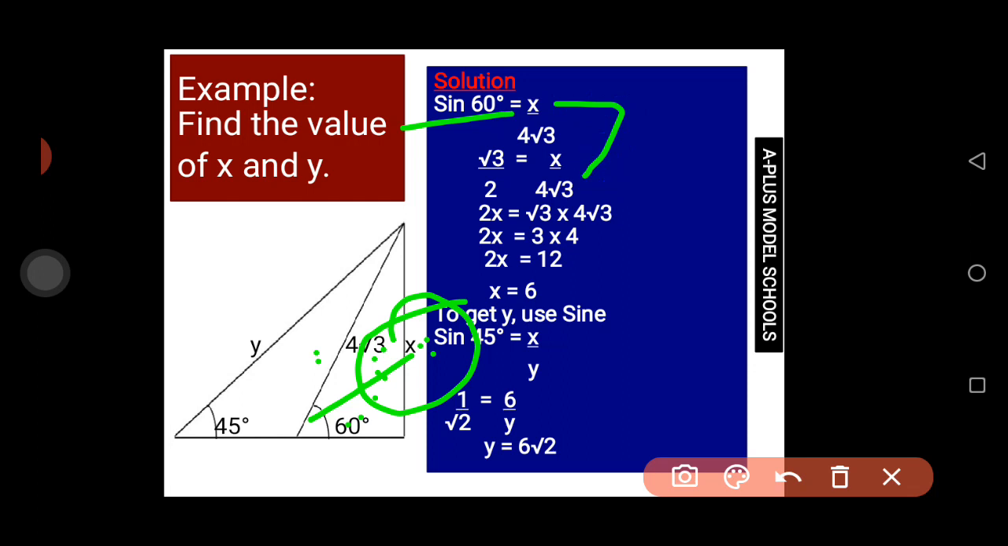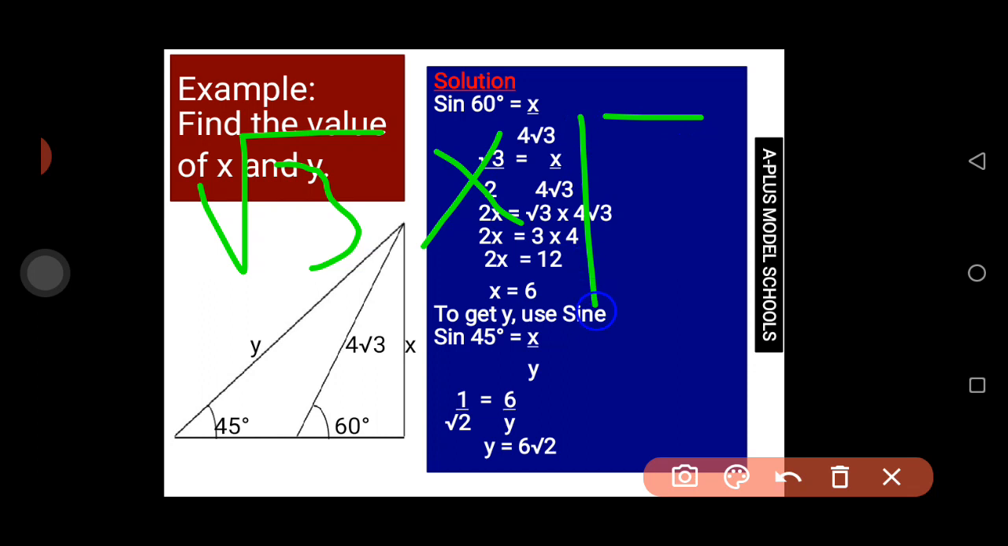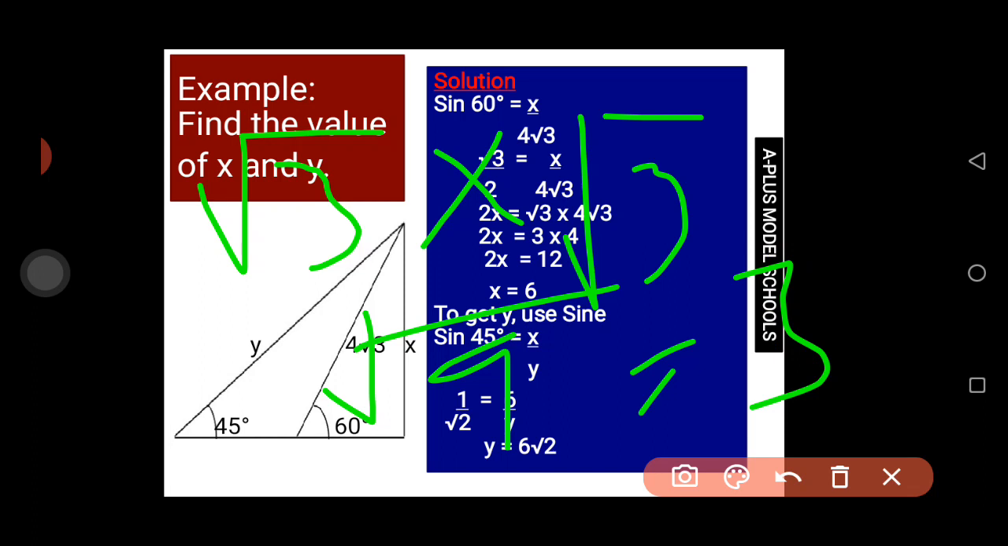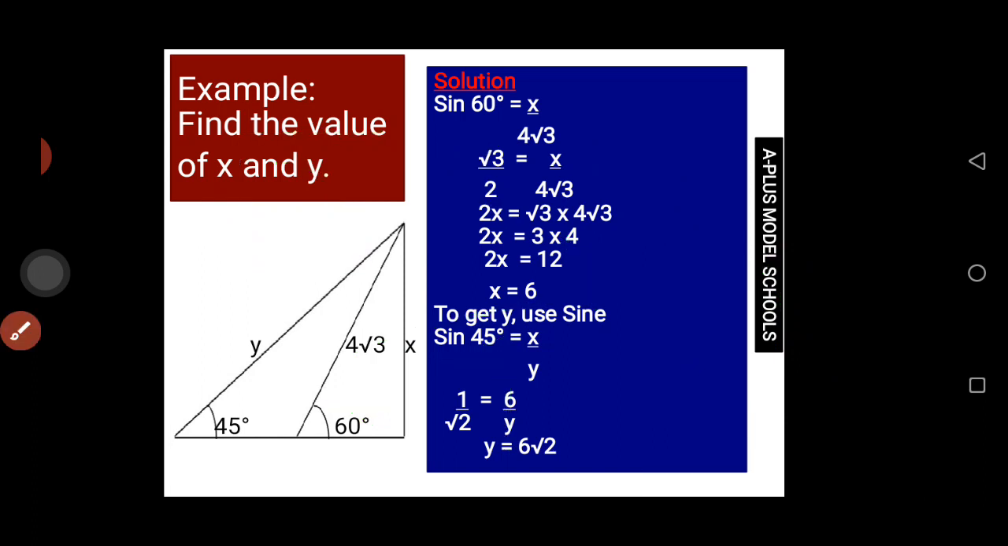So cross multiply from here, you have x times 2. That will give you 2x is equal to 4 root 3 times root 3. Because root 3 times root 3 will give us root 9, and the square root of 9 will give us 3. Then 3 times 4 will give us 12. Then divide both sides by 2 to get the value of x. So 12 divided by 2 is equal to 6. So it means the value of our x is 6.